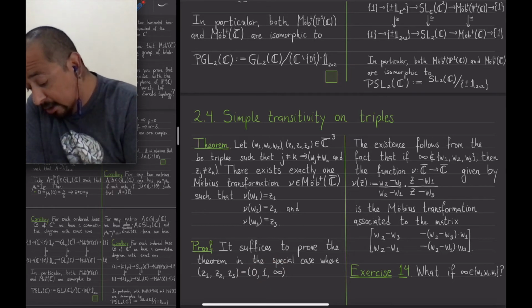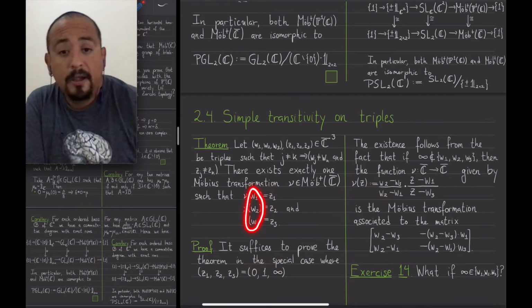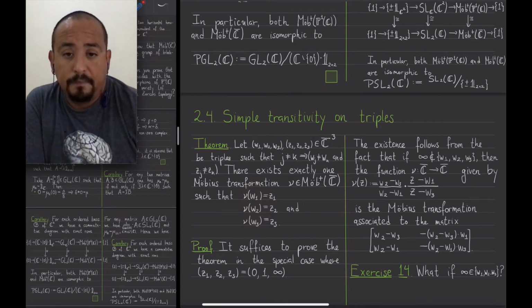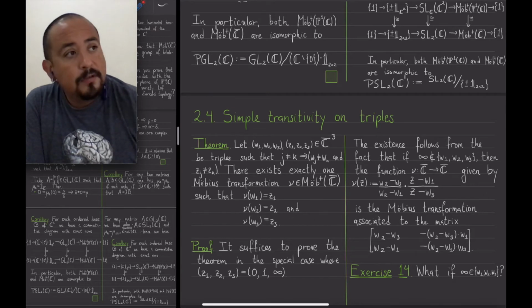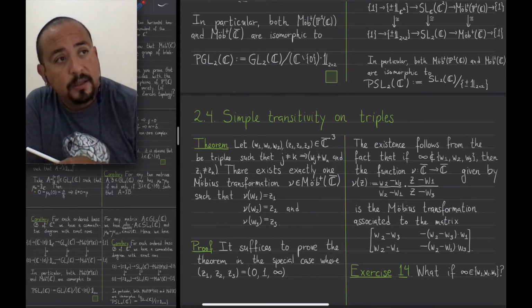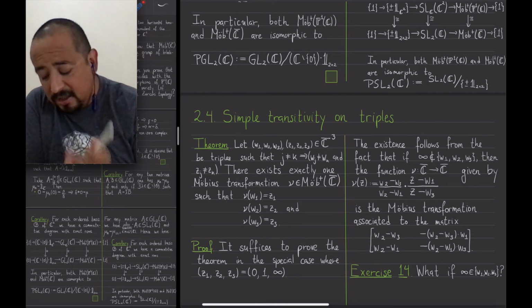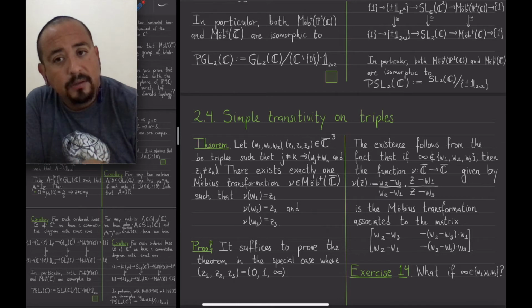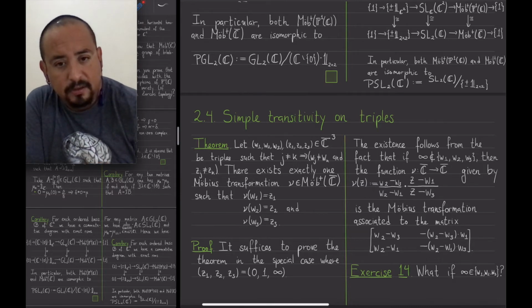Of course, W1, W2, and W3 are supposed to be different. This means that at most one of them is infinity. So generically, the three of them are not infinity. In other words, having one of them being infinity is like a super special case. Right?